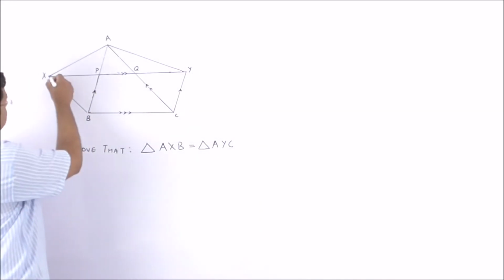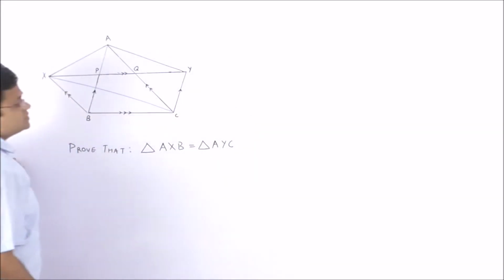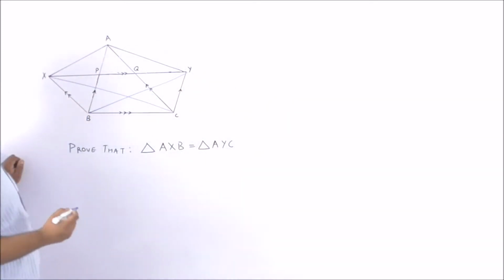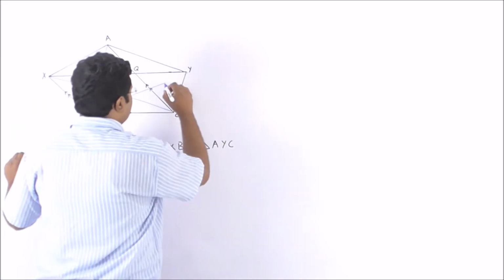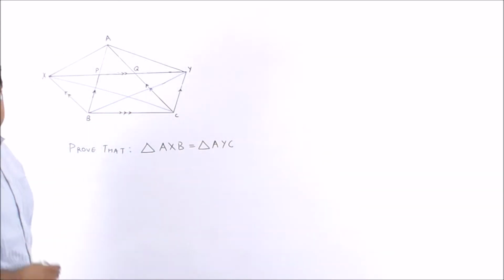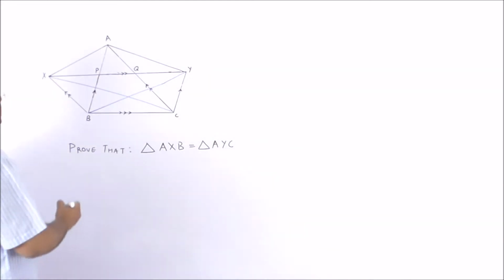First construction, join X and C. And next construction is join B and Y. Now, we have got how many triangles? Now, we need to locate the triangles.